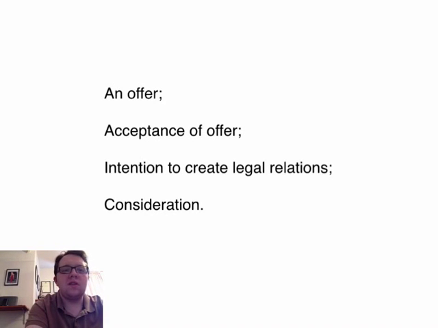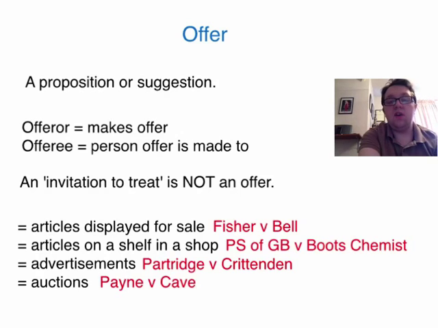For a contract to exist in law, there needs to be an offer, acceptance of offer, intention to create legal relations, and finally consideration, all of which will be explained in this video. Dealing with the first element, offer, you need to be able to explain what an offer is, and it is a proposition or a suggestion by one or more persons to another.